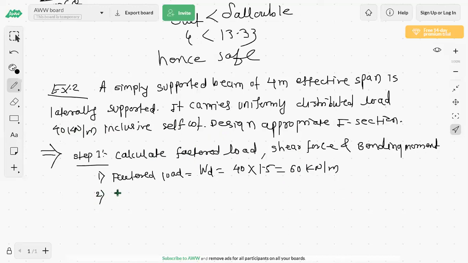Now second, calculate bending moment. So bending moment we have to calculate. Bending moment is equal to MD. So how to calculate bending moment for uniformly distributed load? If a simply supported beam is there and we have to calculate bending moment, then BM is equal to, what is the formula? WL square by 8.